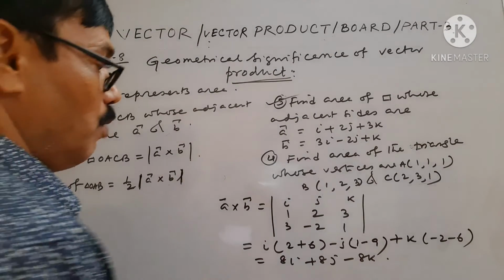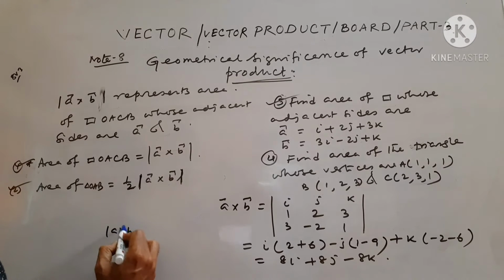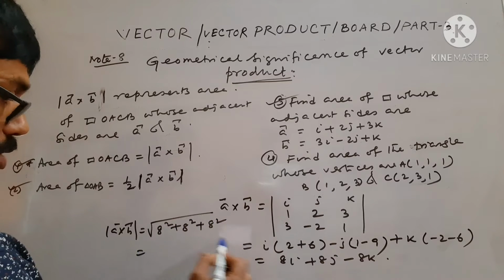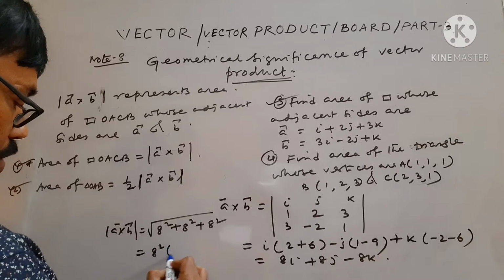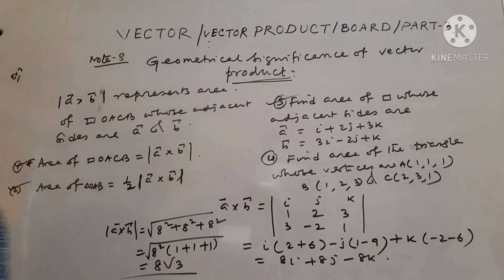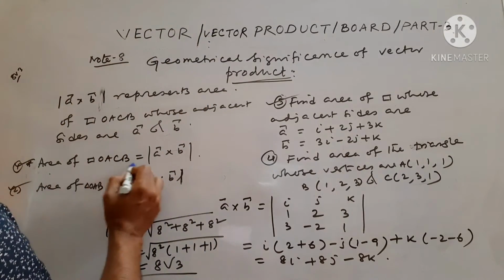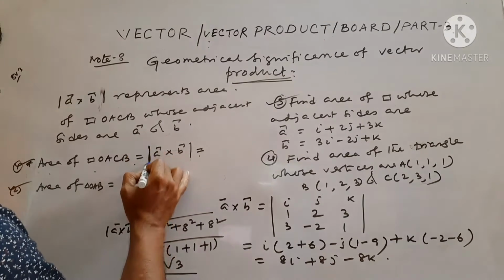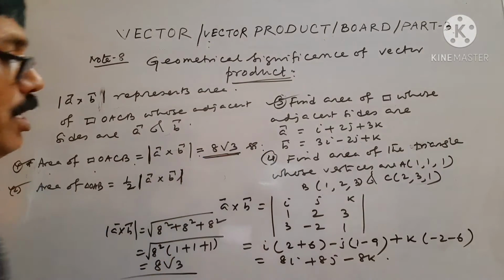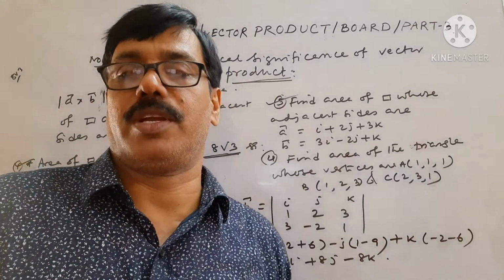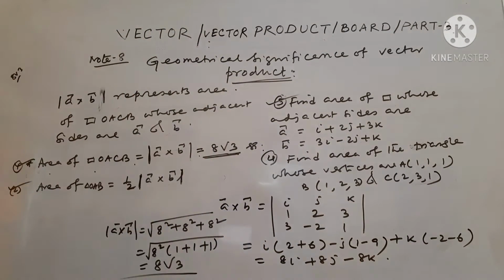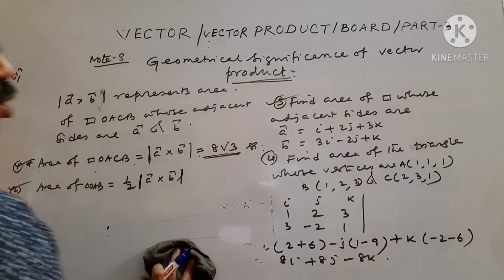Now what is mod A cross B? Mod A cross B equals 8 square plus 8 square plus minus 8 square. 8 square common, 1 plus 1 plus 1. So this is 8 root 3. So what is the area? Area of parallelogram equals mod A cross B equals 8 root 3 square unit. You get direct applications. These are mechanical problems if it is given in terms of IJK. No need of thinking. Then problem number 2.